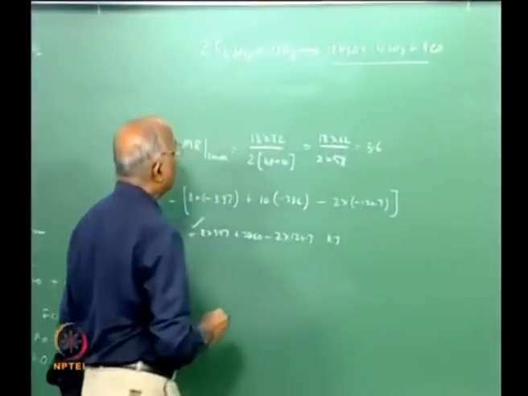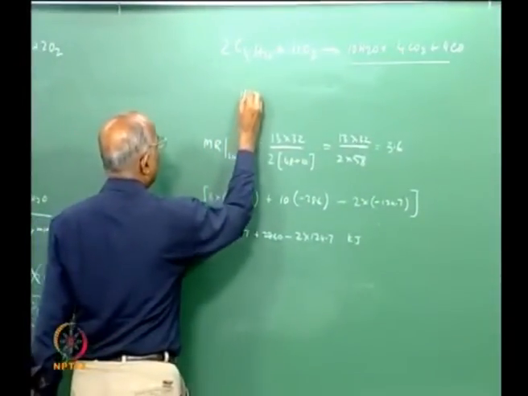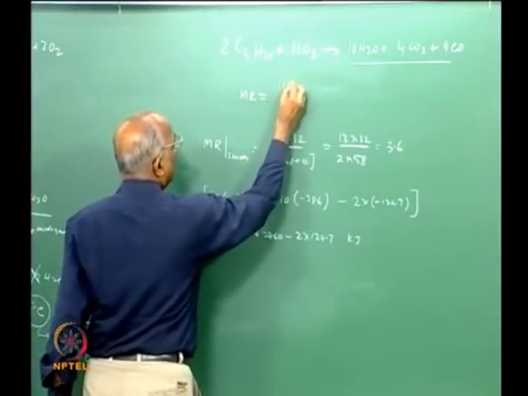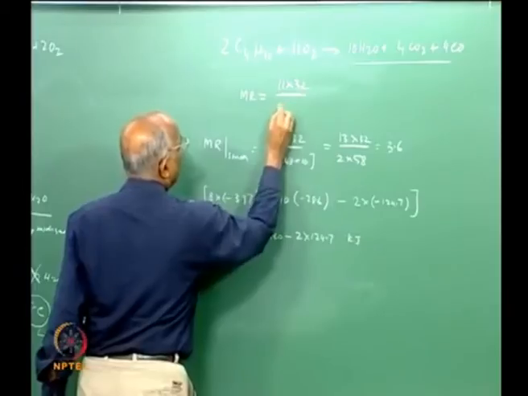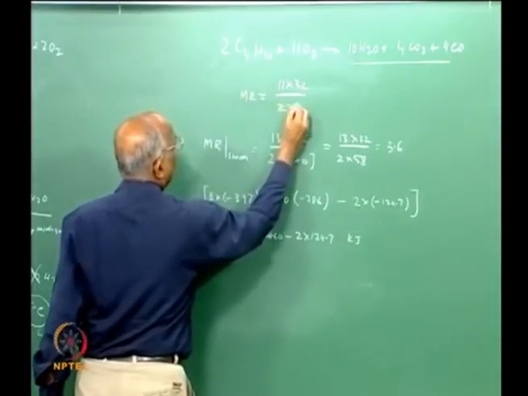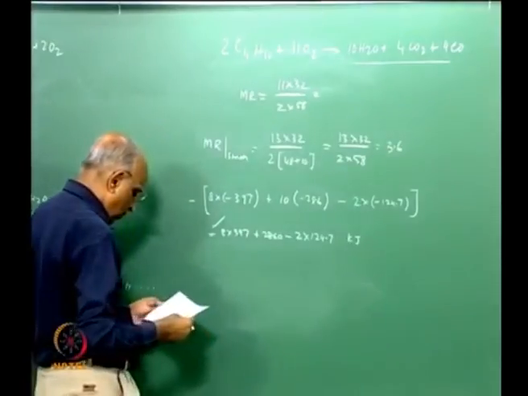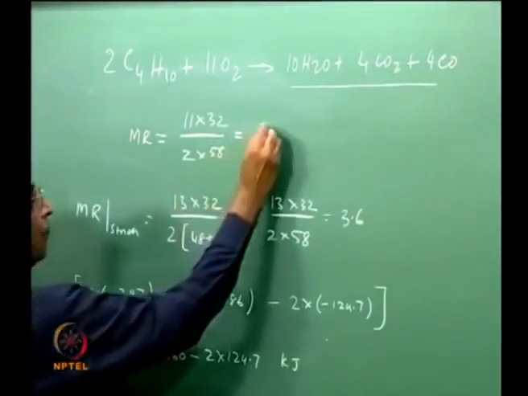What is the mixture ratio of this particular reaction? The mixture ratio of this reaction is equal to 11 into 32 divided by 2 into 58, and this gives a number of something like 3.03.